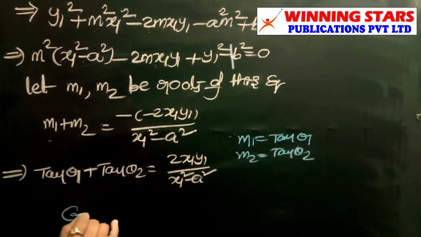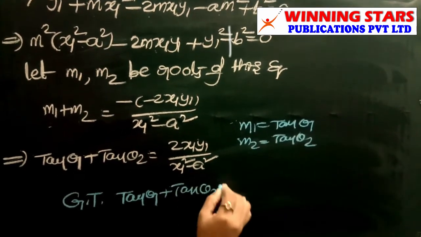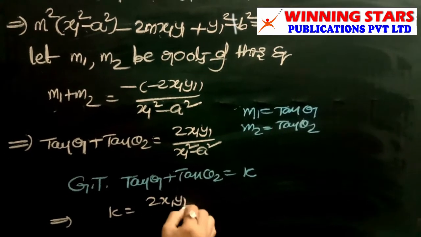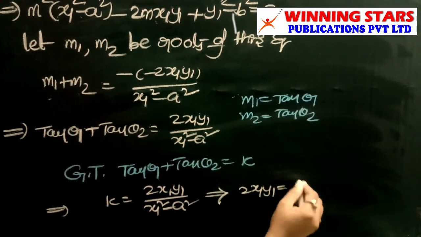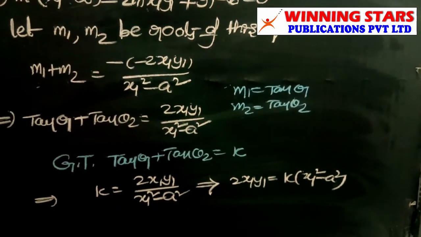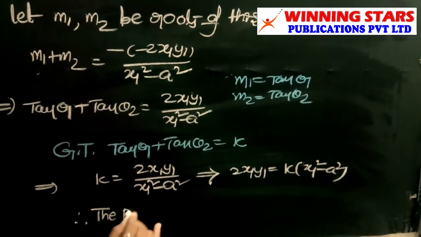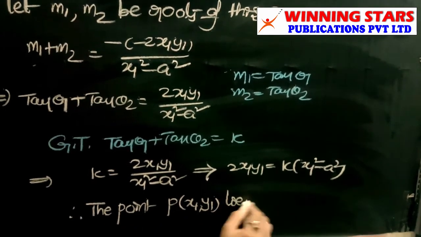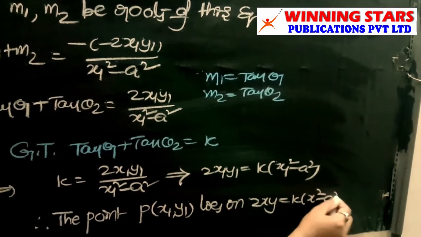But already given that the value of tan θ1 + tan θ2 = k. This is the given condition in the problem. So we are replacing this value at this place. That is k = 2x1y1/(x1² − a²). Now taking the cross product, we get 2x1y1 = k(x1² − a²). So clearly from this equation we can say that the point (x1, y1) lies on this curve. Therefore the point P(x1, y1) lies on 2xy = k(x² − a²). That's all. That's the answer.